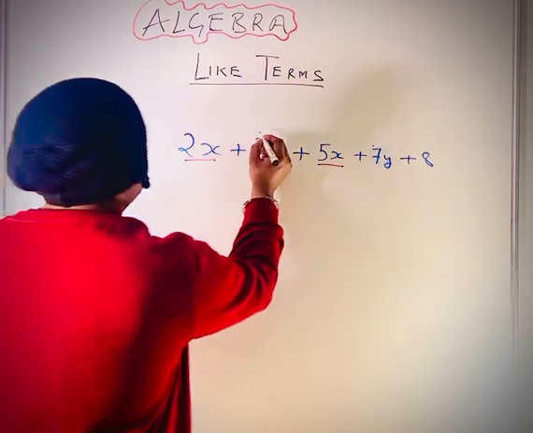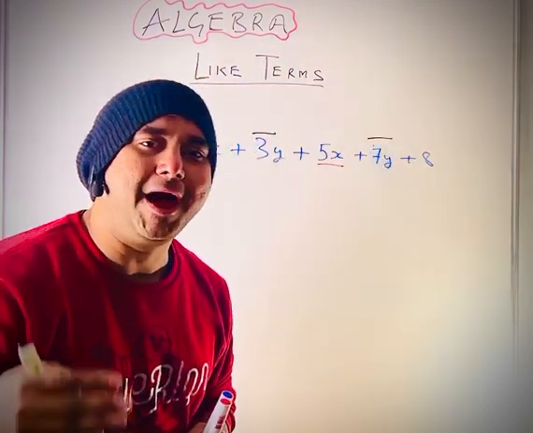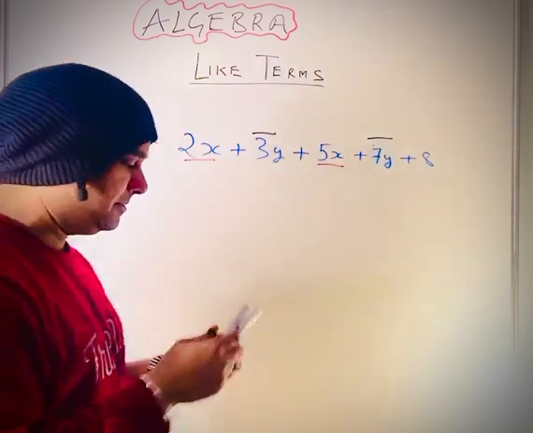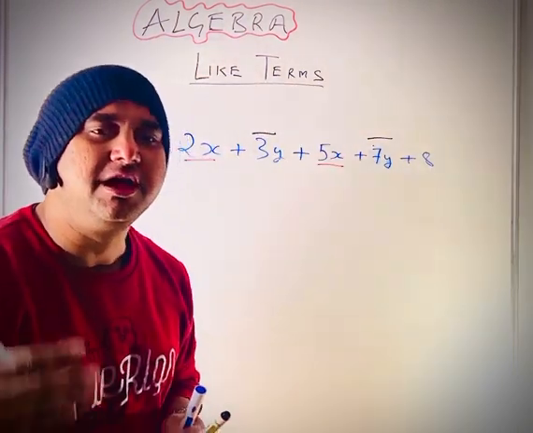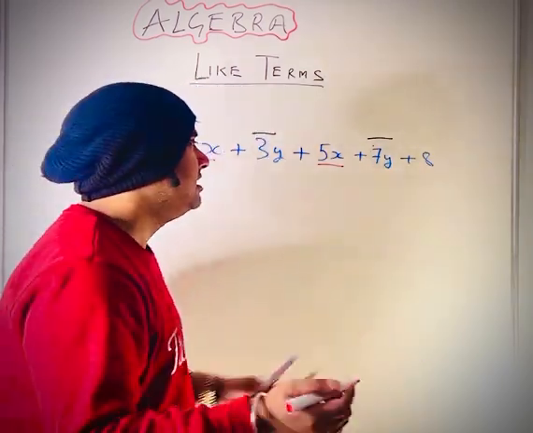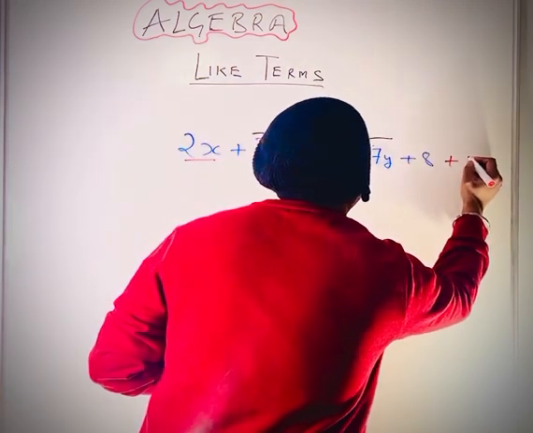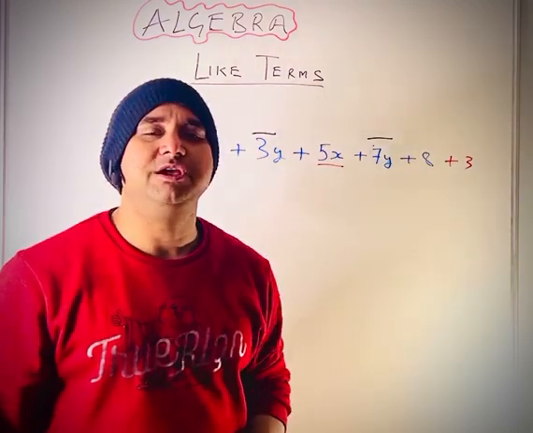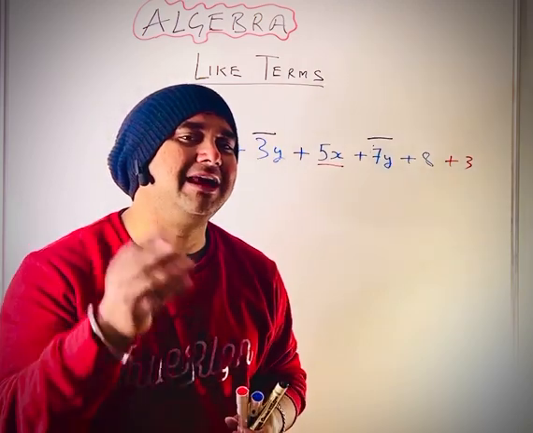Now 3y and 7y, they are like terms. Why? Because they have the same variables. Now 8, we have 8 here, which is a constant. 8 is there by itself. It doesn't have any company. Let's say 8 is a term. Let's say you have plus 3, right? Now 8 and 3 are like terms. Now you know what exactly like terms mean.